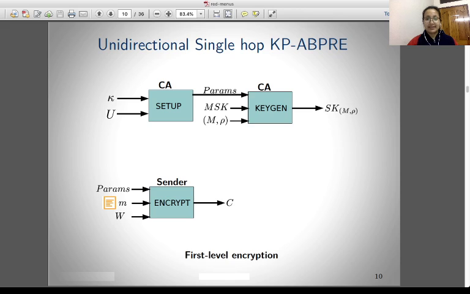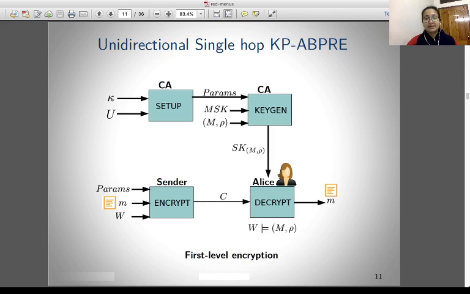Now suppose you have a sender who wishes to encrypt a file M towards an attribute set W. It runs the encrypt algorithm to generate the original ciphertext or the first level encryption, that is C, which can be decrypted only by users such that the attribute set W satisfies the access structure corresponding to the secret key of the user. So Alice, who has a secret key corresponding to M rho, will be able to decrypt it.